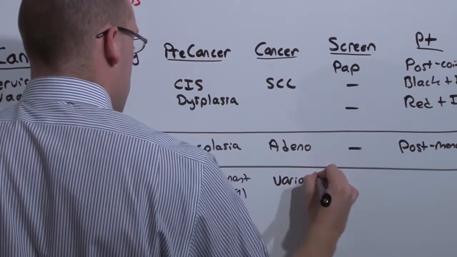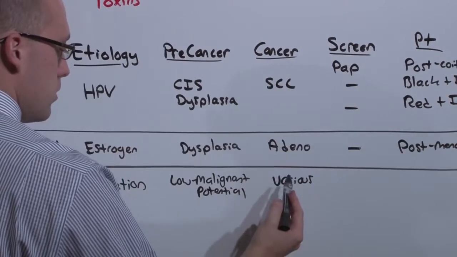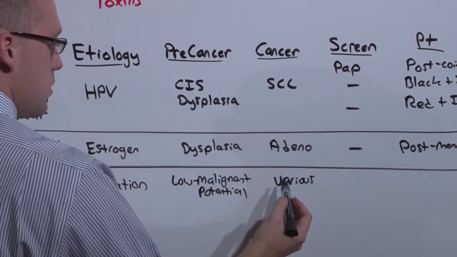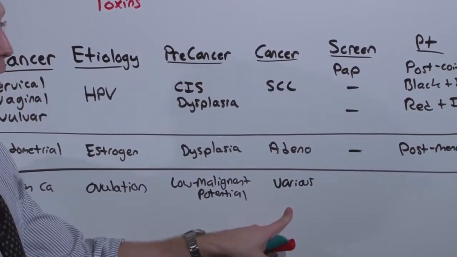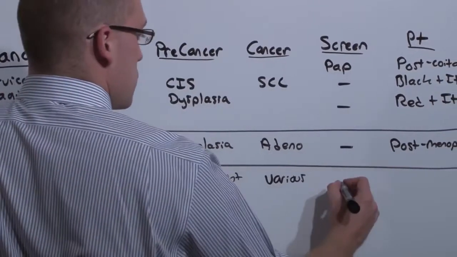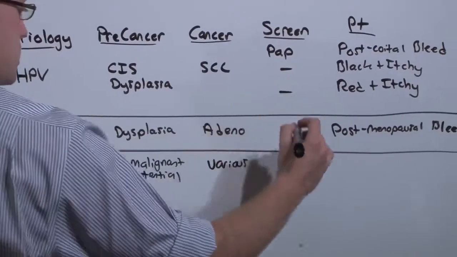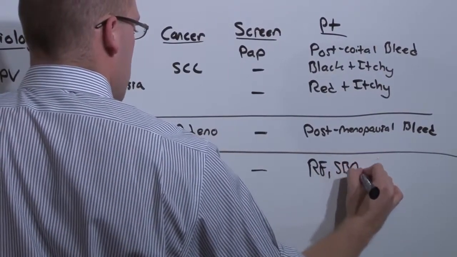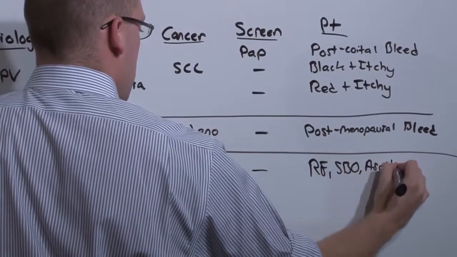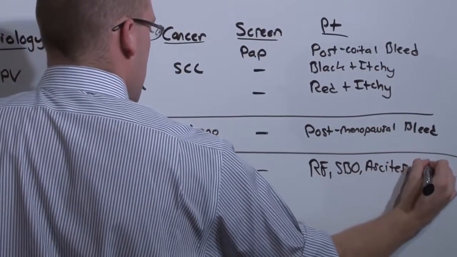Teratomas, choriocarcinoma, endodermal sinus tumors, serous cystadenocarcinomas. It's variable based on the type of cell that it is. There is certainly no screen. And the patient will present with renal failure, a small bowel obstruction, ascites, or will simply be an asymptomatic mass.